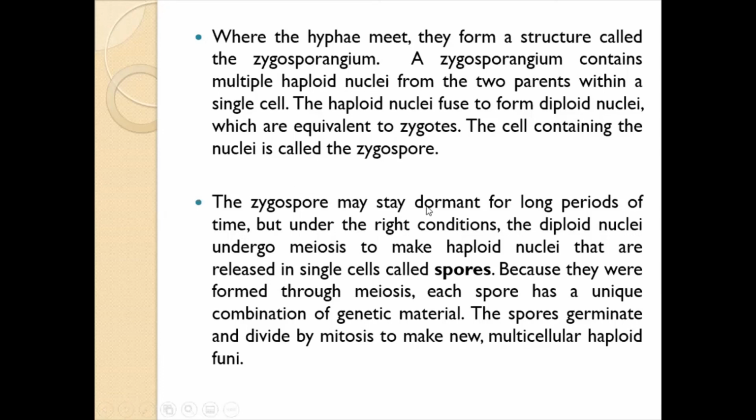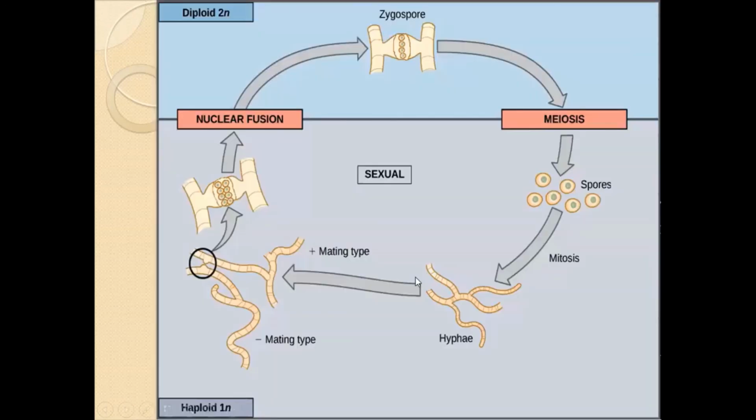The zygospore may stay dormant for long periods of time, but under the right conditions, the diploid nuclei undergo meiosis to make haploid nuclei that are released in single cells called spores. So this is the life cycle of the haploid dominant organism. This is the zygospore. The zygospore will undergo meiosis to form spores. The spores are haploid, and haploid spores then undergo mitosis to form hyphae.